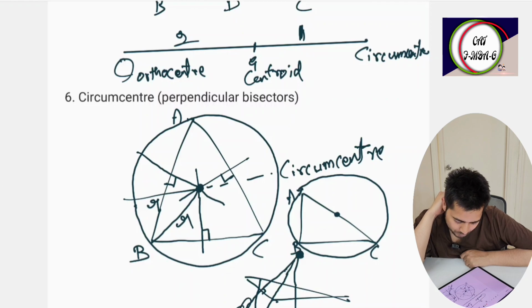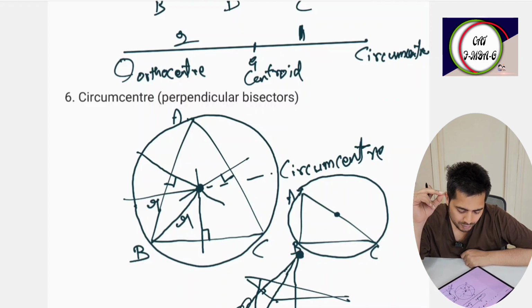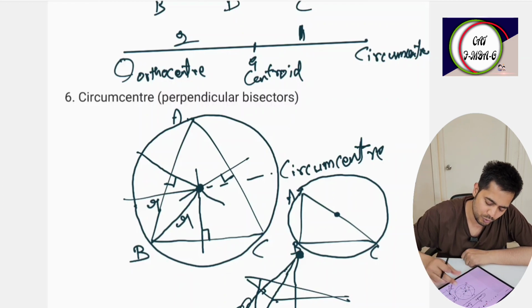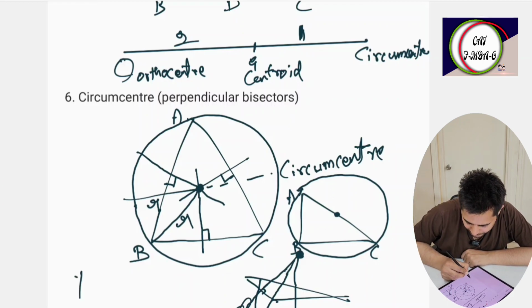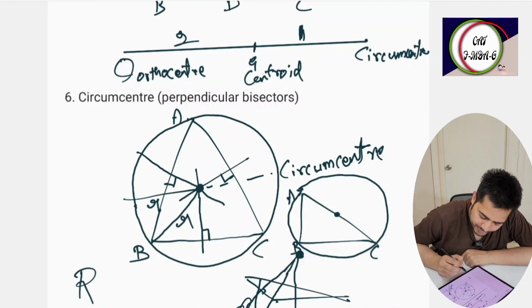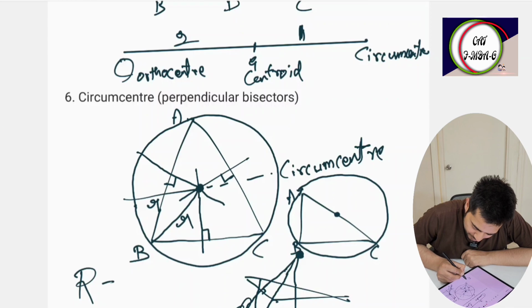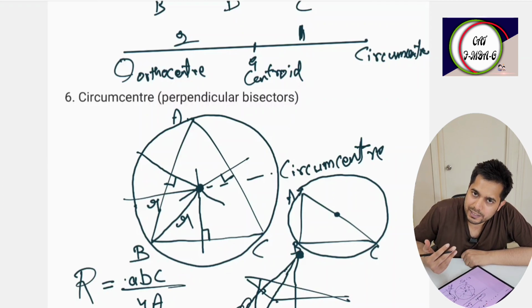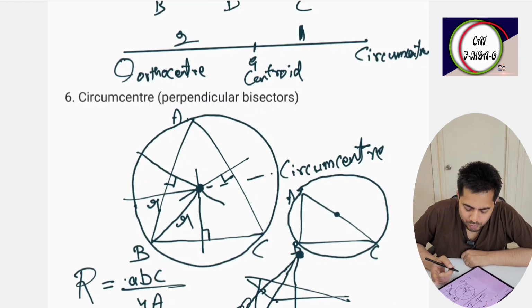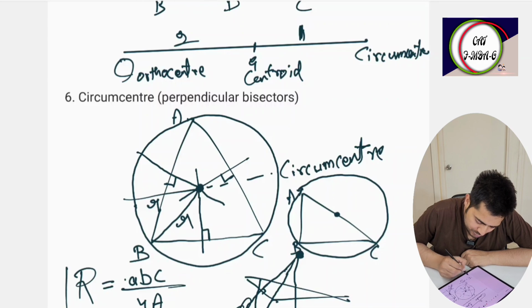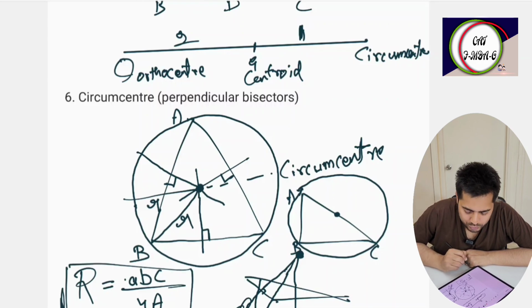The circumcenter is the point where all the perpendicular bisectors meet, and it circumscribes the whole triangle. The circumradius is represented by R, and it is given by the formula ABC by 4 into A, where A, B and C are the sides and A is the area of the triangle. Okay, this formula is also frequently used.